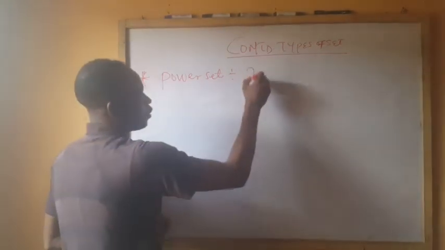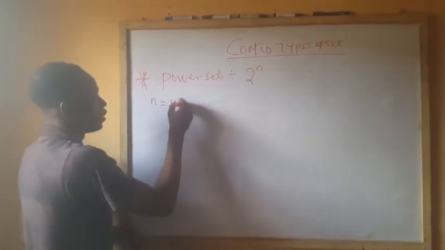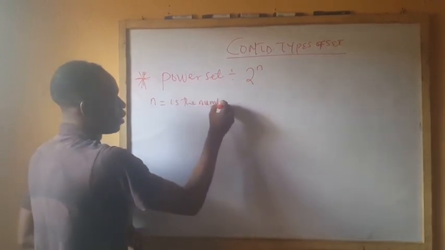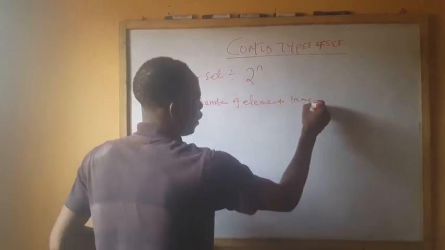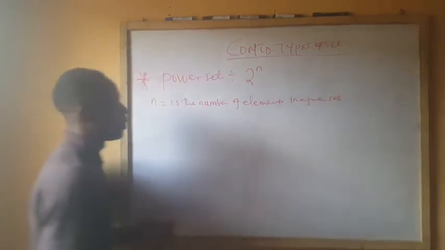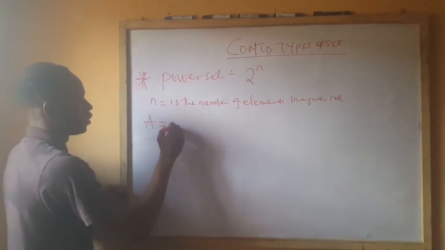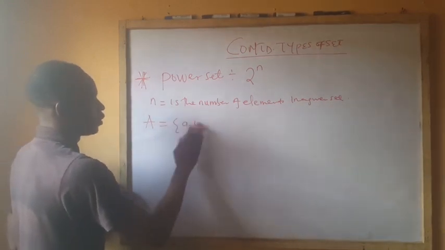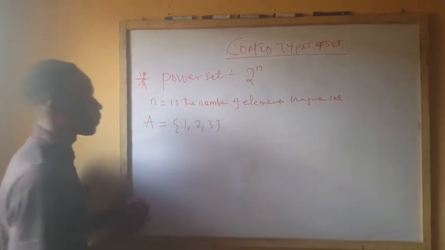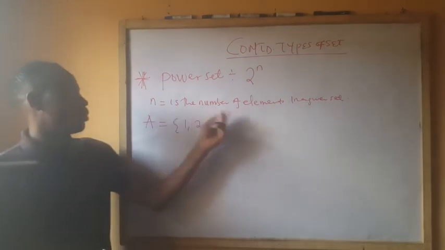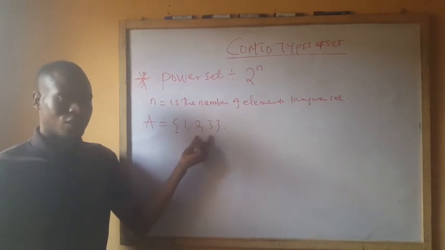denoted by 2 raised to power n, where n is the number of elements in a given set. Okay, that's the value of n. So let's take an instance here. Let's consider set A to be 1, 2, 3. Let me use numbers, because n is the number of elements in a given set. It doesn't matter. You can use numbers or you can use letters. You understand? It doesn't matter.